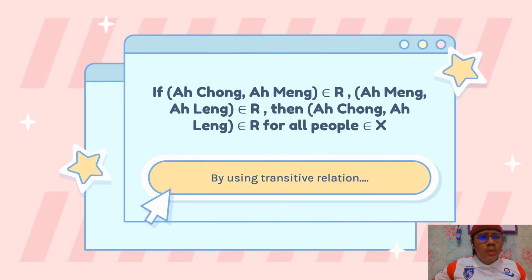From that figure, we can use the transitive relation description. If Ah Chong is father of Ah Meng, element of R, and Ah Meng is sibling of Ah Leng, element of R, then Ah Chong is father to Ah Leng, element of R, for all people elements of X. So we can agree that a family tree also uses transitive relation.